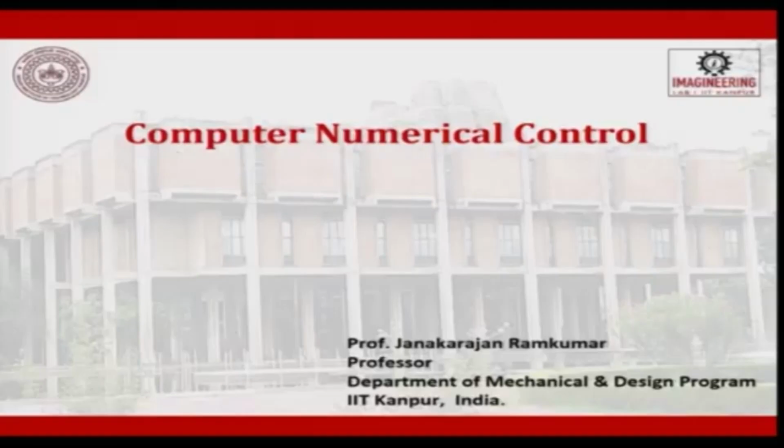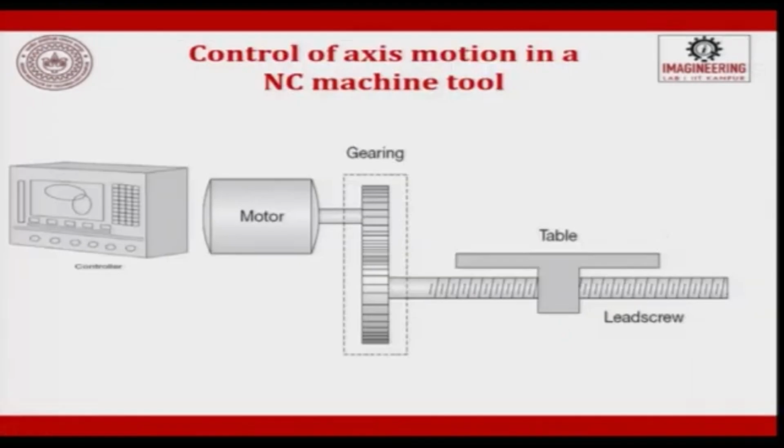So, welcome to the next lecture on computer numerical control. Now let us see control of axis motion in a machine tool. Controller, we know, is a motor. This is an ordinary electric motor. What happens with an electric motor? You can control a maximum of 1 RPM.